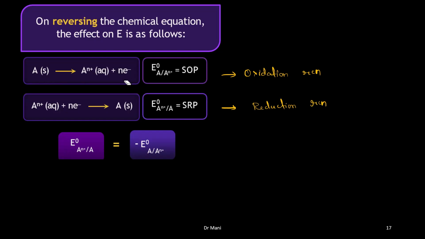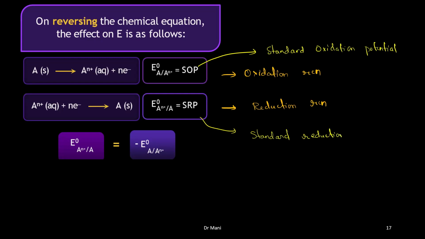So what's happening here? Oxidation is happening. Here, reduction is happening. If you see the potential here, it is a standard oxidation potential. What does SOP mean? As the oxidation is happening, I'll call it the standard oxidation potential. As the reduction is happening, I'll call it the standard reduction potential. Remember, the voltage for the oxidation reaction we call the standard oxidation potential. For the reduction, we call it the standard reduction potential.